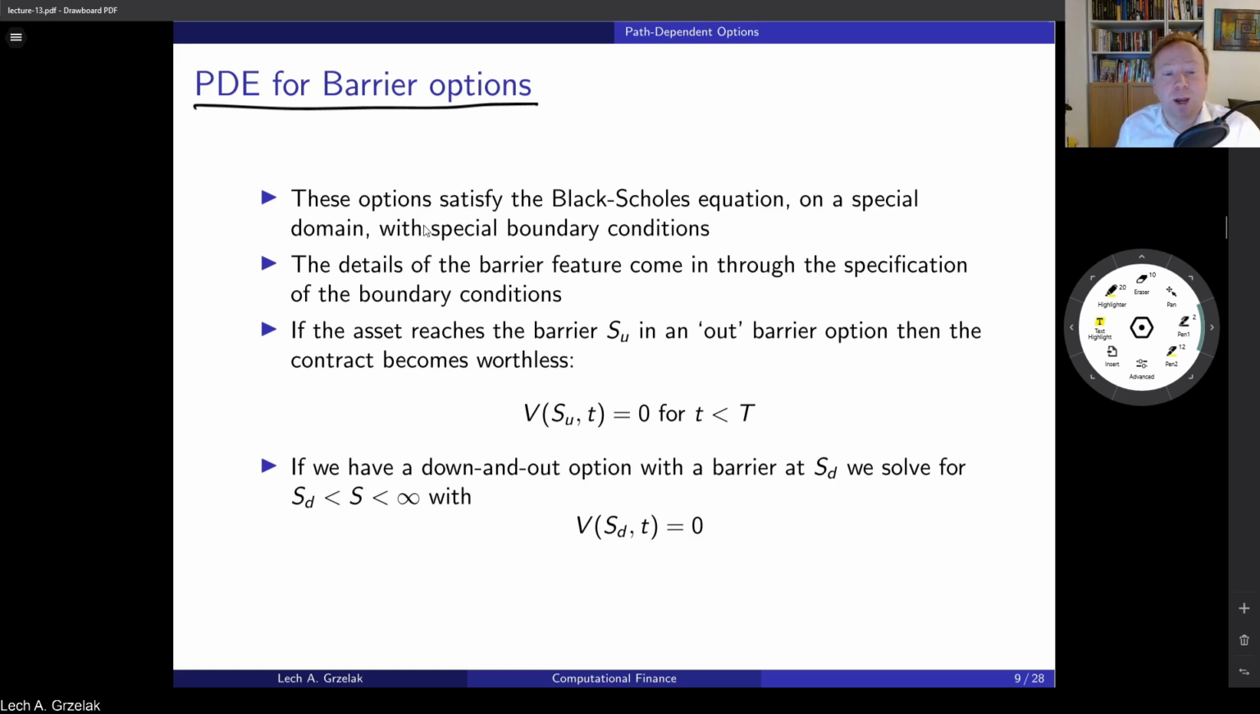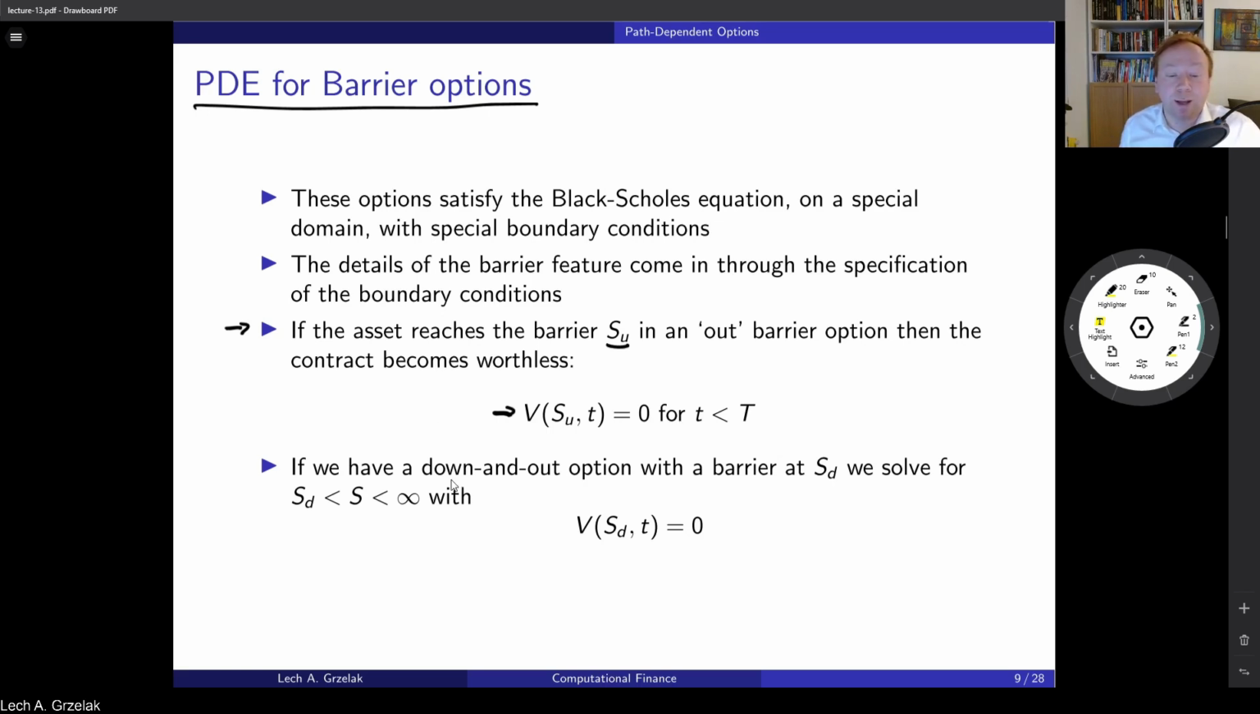For PDEs, we have to handle some boundary conditions. This is typically the case for PDEs, that especially if you have barriers, then some boundary conditions have to be adjusted. So if the asset reaches the barrier SU, the upper barrier, and we have an out barrier option, it is worth zero after reaching the barrier SU, then the contract becomes worthless, right? So after that level, the contract will be equal just to zero. This is one of the boundary conditions.